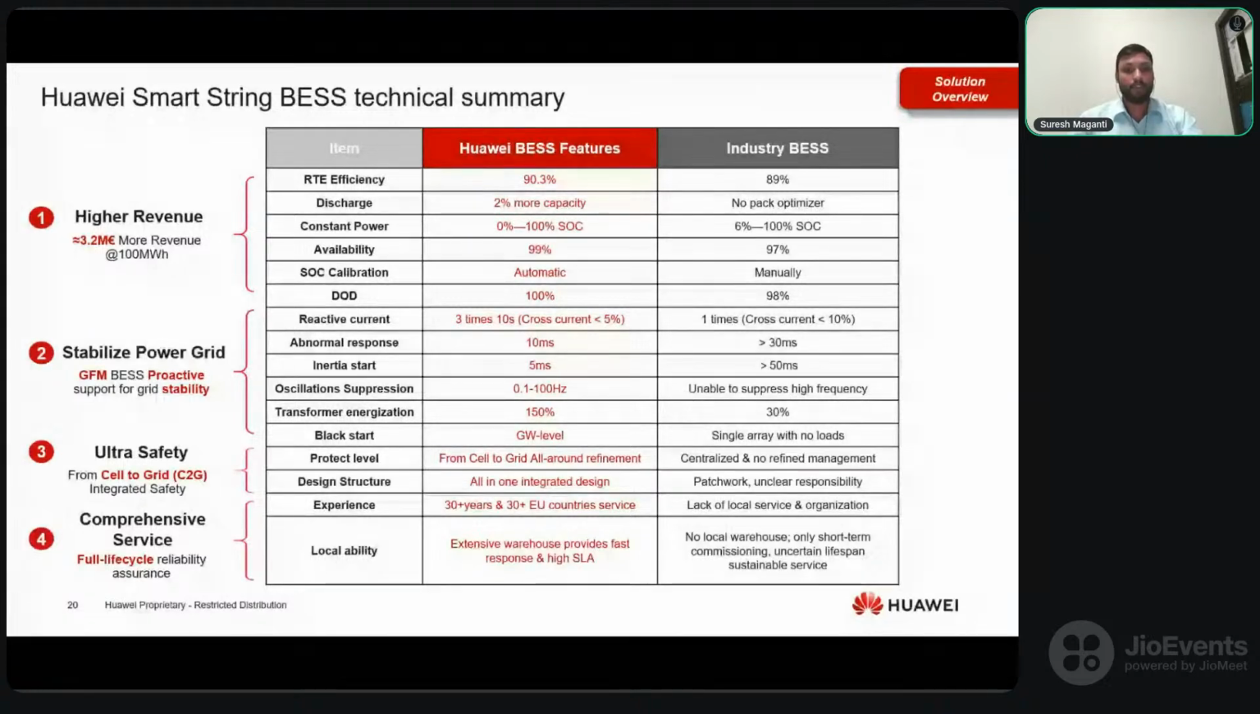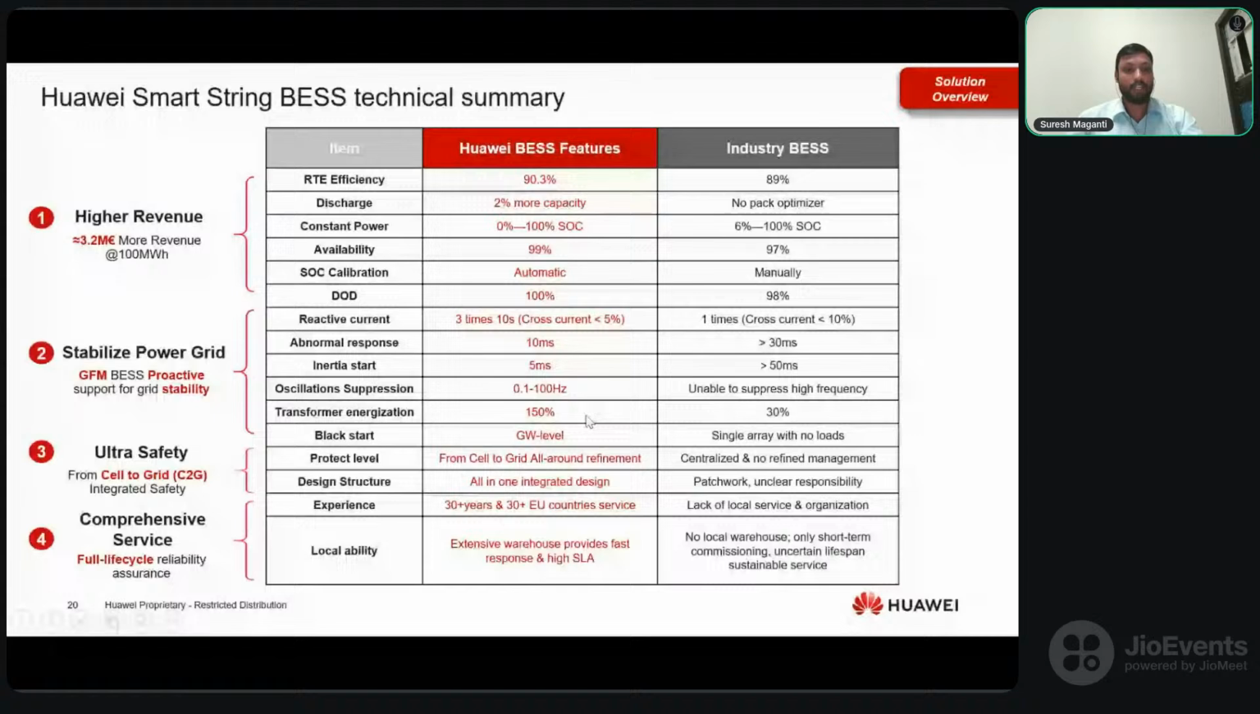And also at the time of energization, sometimes the battery energy storage will go into maintenance. At the time of reconnection, the transformer needs to be energized. At that time it will draw a huge amount of inrush current. If the battery energy storage is unable to provide that kind of energy, that leads to damage in the system. So here the transformers can be energized up to 150% when compared with other systems.